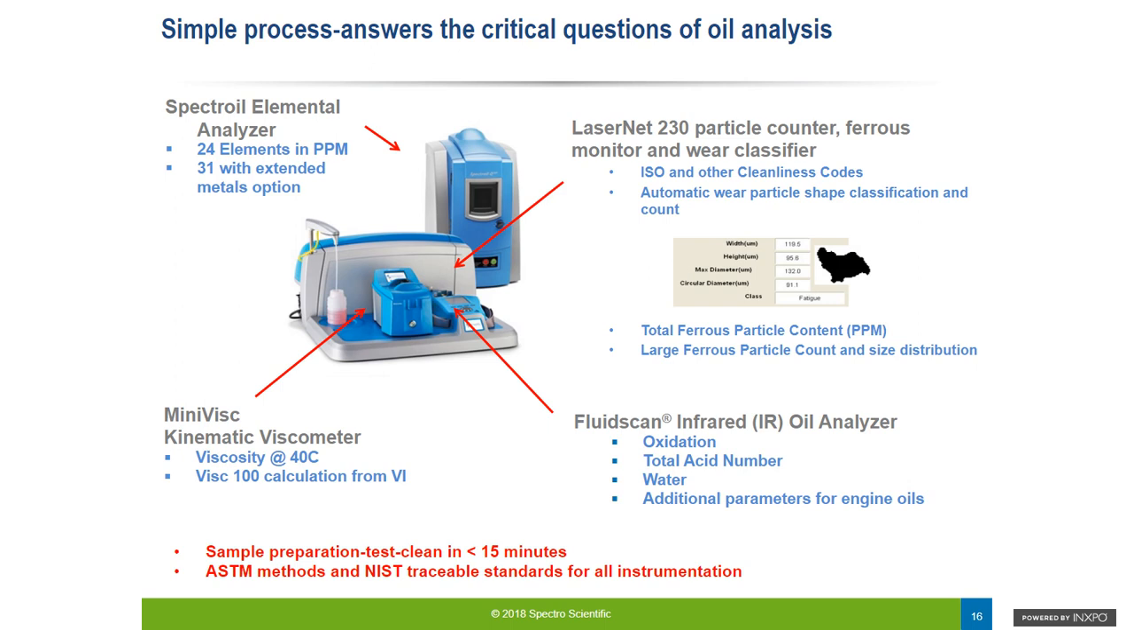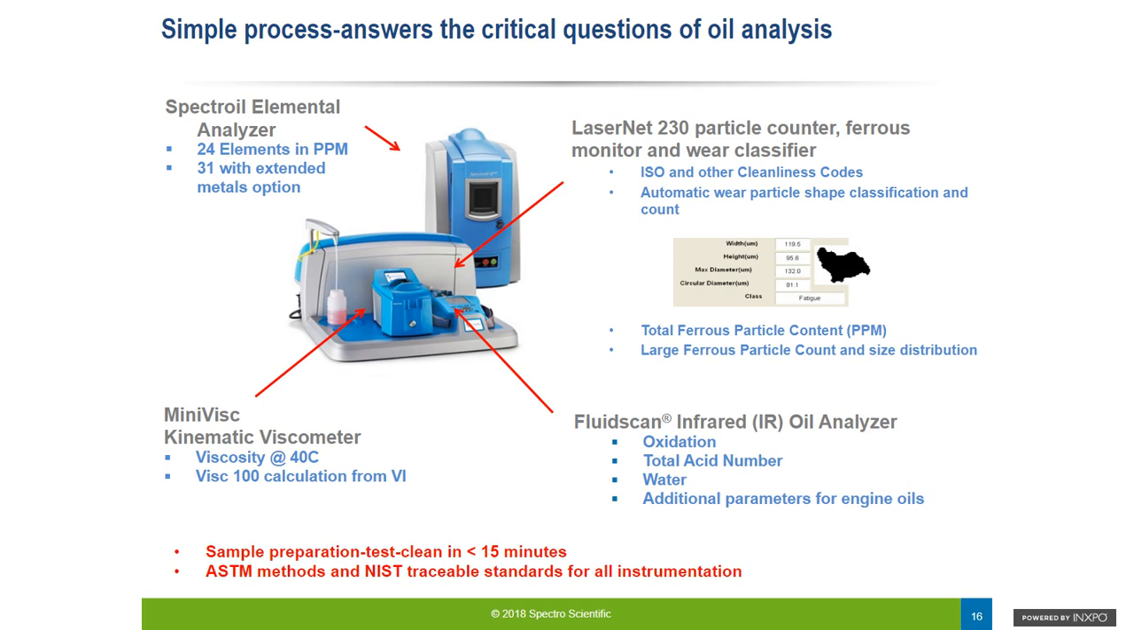You're using the MiniLab, the standard core offer as shown here, of course, is the MiniLab 153. It answers the very critical questions I mentioned earlier in terms of oil analysis. Spectrometer gives you your 24 elements. The LaserNet gives you a particle count, total ferrous measurement, large ferrous measurement, and the important category of wear classification. The fluid scan provides your infrared analysis for your chemistry and water. And your MiniVisc is a direct kinematic viscometer measurement of machinery oil at 40 degrees C.